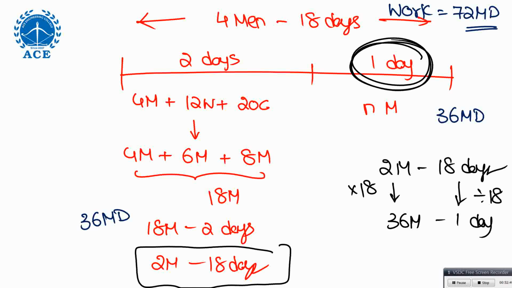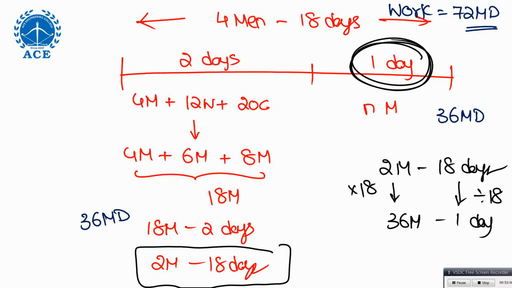Okay, 4 into 18, 72. 72 man-days is the total work. Here we are converting all into men. 18 into 2, 36 man-days are completed. Or else, you need to eat 72 chocolates. You have already eaten 36 chocolates.